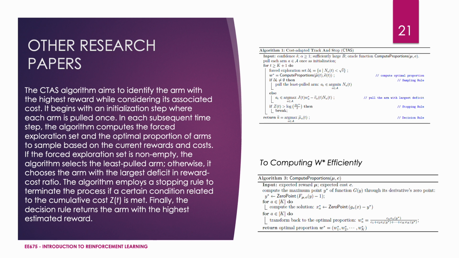The algorithm employs a stopping rule which is based on the cumulative cost ZT to terminate the process once a certain condition is met. This ensures that the cumulative cost does not exceed a predefined threshold. Finally, the decision rule returns the arm with the highest estimated reward based on the observations gathered during the sampling process.